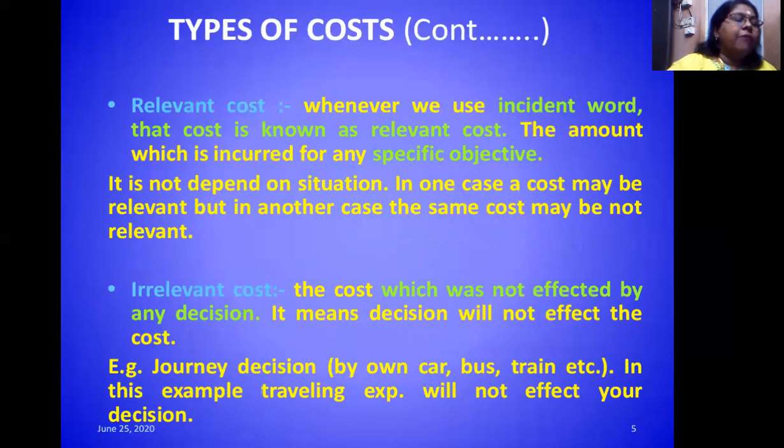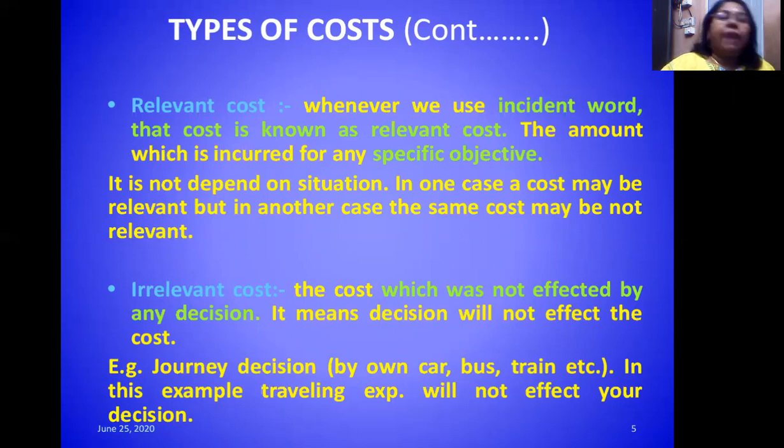Next is relevant cost. Relevant cost or irrelevant cost. I want to explain this type of cost through a small example. Say for example, if you want to travel from here to any place, you may have three options. Either you can go by car or by bus or by train.